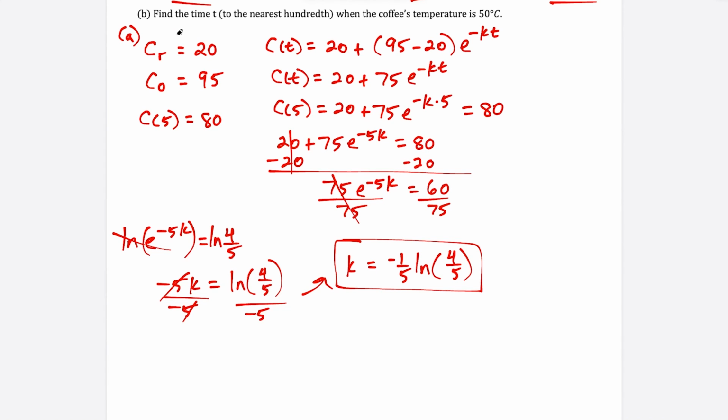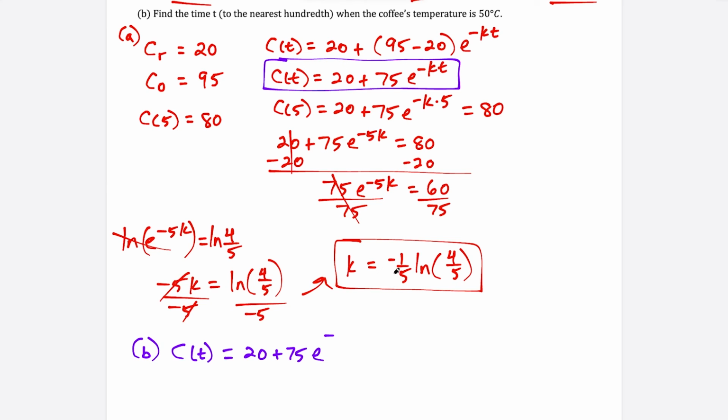So now for part B, find the time t to the nearest hundredth when the coffee's temperature is 50 degrees Celsius. So for this one, we're going to take the function c of t, and plug in the k value that we found in part A. So now we'll have a complete function for c of t. We have c of t is equal to 20 plus 75 times e to the negative k, and k is negative 1/5 times natural log of 4/5. And then all of this is being multiplied by t.